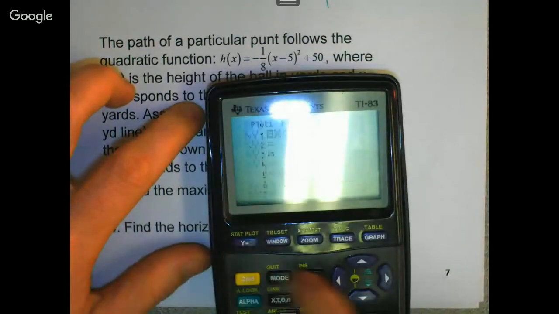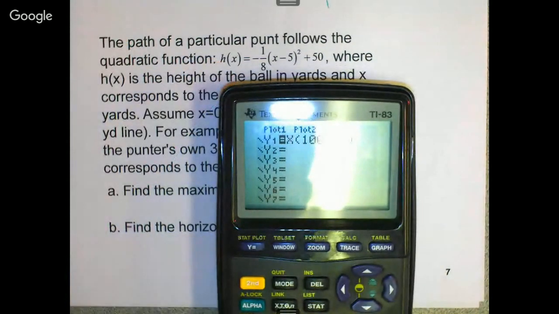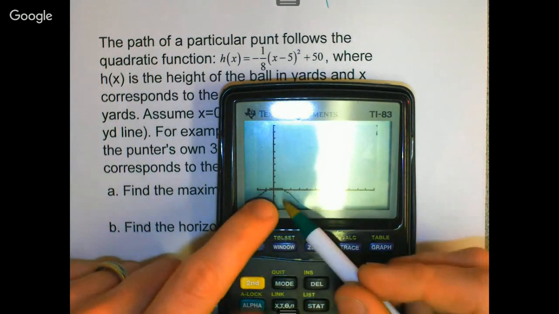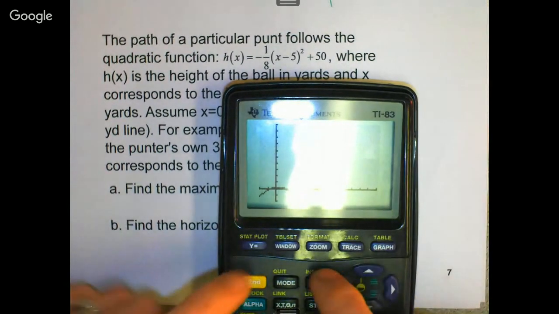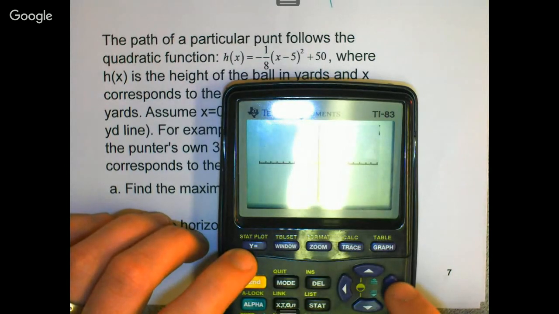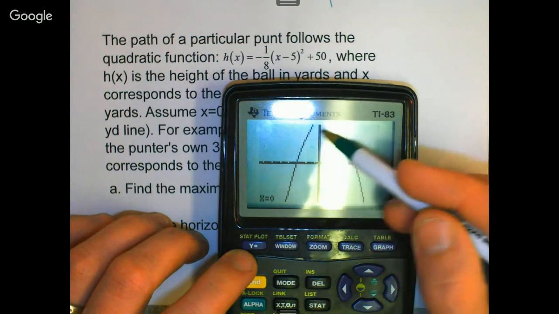Okay, so again, we're just graphing this in the calculator. Negative 1/8 times x minus 5 squared plus 50. So you can kind of see it right down here. So we will zoom in. Too far. Zoom out a little bit. Okay, there we can kind of see what's going on.